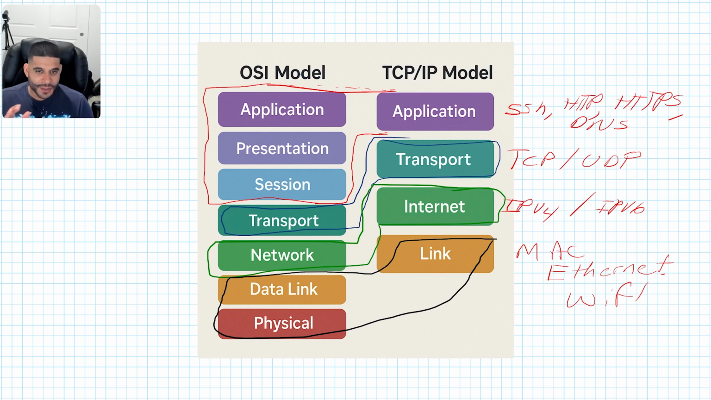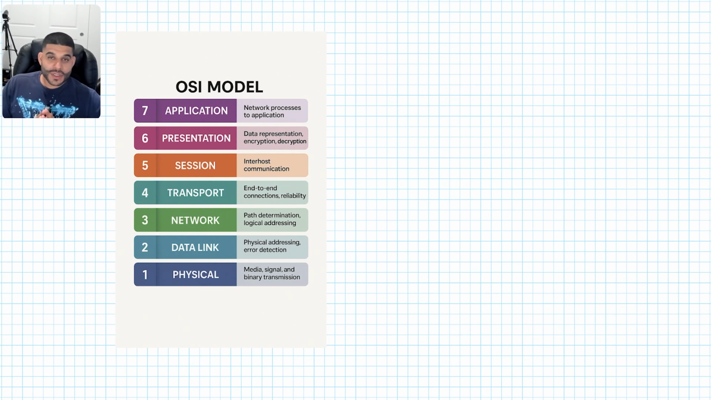Now we understand a little bit as to what is happening on the TCP IP model with the application, the transport, and the internet, and of course the link layer. Let's tackle the OSI model a little bit more in details because I do want to explain the differences between the presentation layer, the session layer, and so on and so forth. So guys, here we have the OSI model, and I know I already went through the TCP IP model, and now we're taking a look at the OSI model.